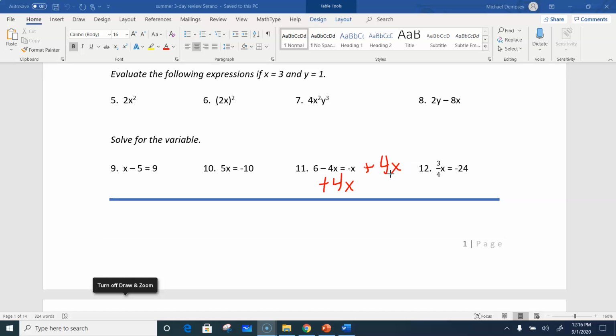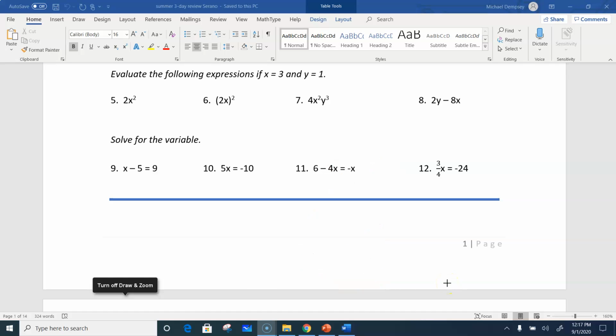Okay? So notice what I did. I add 4x on this side, and now there's nothing left there except for 6. Over here we have negative x plus 4x. That's 3x. Now we divide both sides by 3, and we have x equals 2 for our solution.